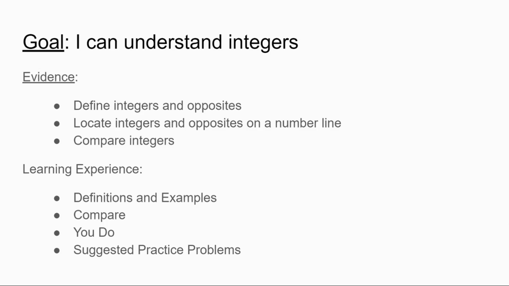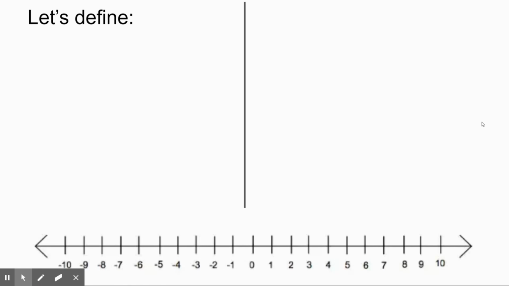In this video, we're going to learn about integers. To do that, we're going to define both integers and opposites. We're going to locate integers and opposites on a number line, and then we're going to talk about how we can compare integers. In our learning experience, we're going to look at two definitions and some examples. We're going to look at how you actually compare them, and then there will be some you-do problems and some suggested practice problems.